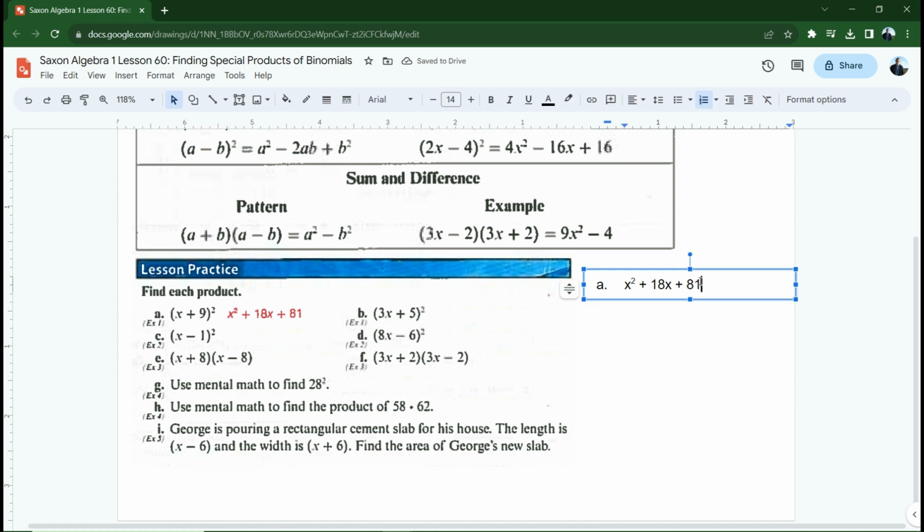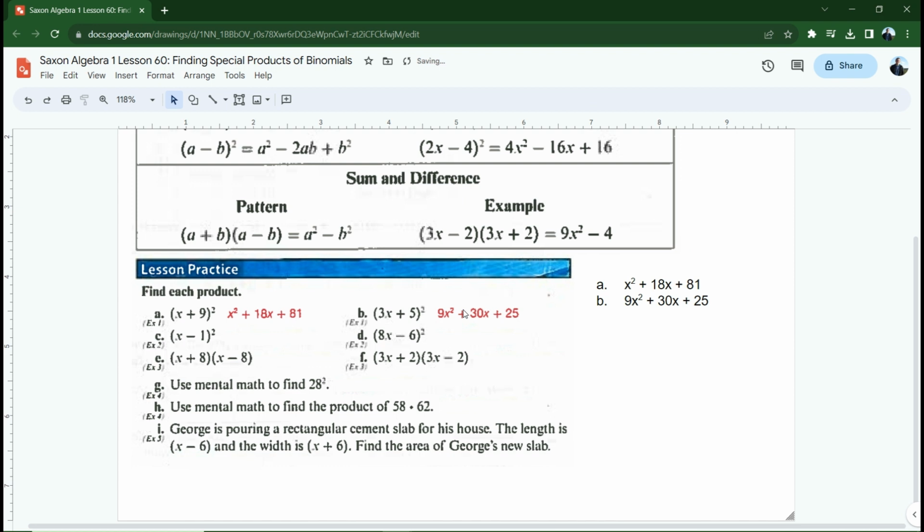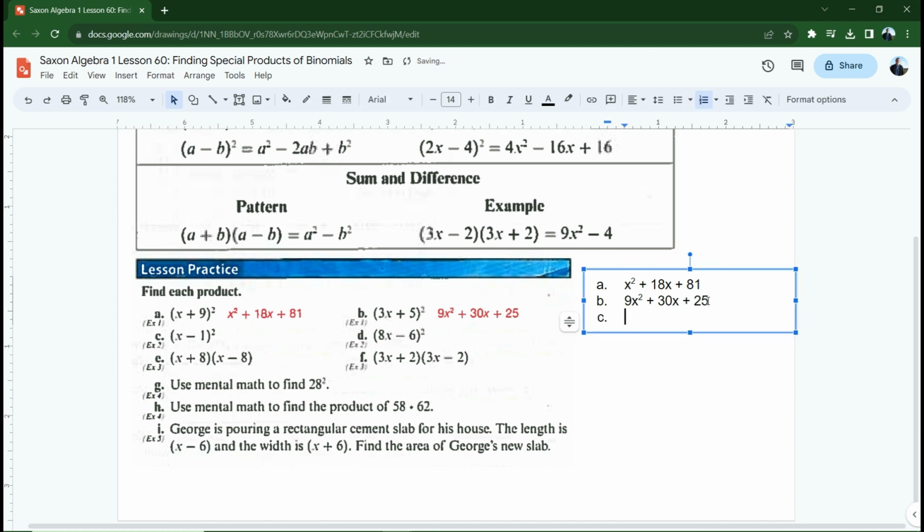Bam. Let's do letter B. Here, same thing. 3x, that term squared, is going to be 9x squared. Plus 2 times the first term, that's 6x, times the second term, that's 6x times 5 is 30x, plus the last term squared, 25. Let's just make sure we got that one right. Bam. Letter C. I'm just following patterns here. But now we have a minus sign in between. That's the only difference. It's going to be the exact same pattern. It's just I'm going to have a minus after the first term.